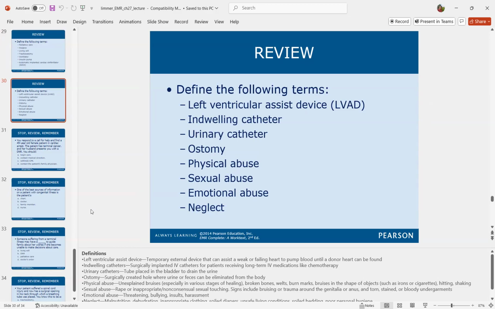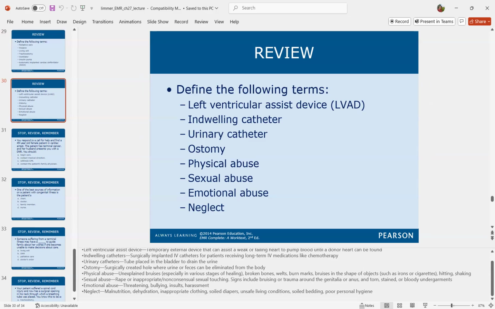Physical abuse is unexplained bruises, especially in various stages of healing, broken bones, welts, burn marks, bruises in the shape of objects like irons, cigarettes, hitting, shaking. Sexual abuse, rape, or inappropriate non-consensual sexual touching. Signs include bruising or trauma around the genital area, anus, torn, stained, bloody undergarments. Emotional abuse is threatening, bullying, insults, harassment. And then you have neglect, which is malnourishment, dehydration, inappropriate clothing, soiled diapers, unsafe living conditions, soiled bedding, poor personal hygiene, all considered neglect.